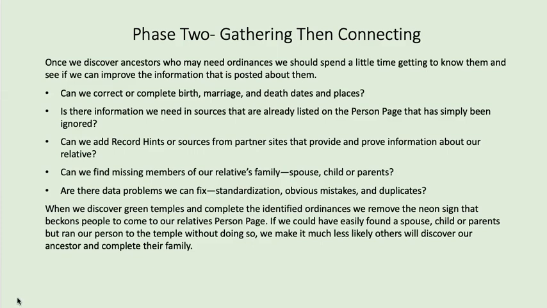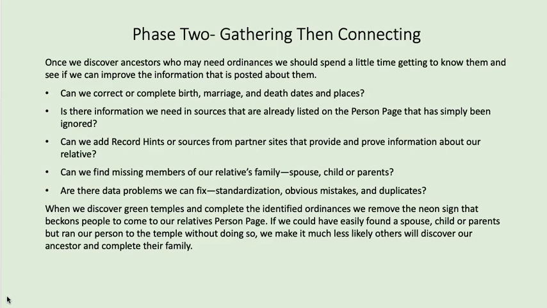Once we discover ancestors who may need ordinances, we should spend a little time getting to know them and see if we can improve the information that's posted about them. We could ask ourselves questions like, can we correct or complete birth, marriage, and death dates and places? Is there information we need in sources that are already listed on the person page that has simply been ignored? Can we add record hints or sources from partner sites that provide and prove information about our relative? Can we find missing members of our relative's family, spouse, child, parents? Are there data problems that we can fix?